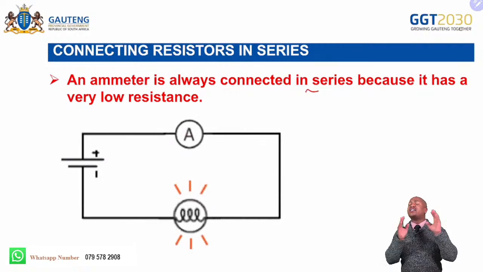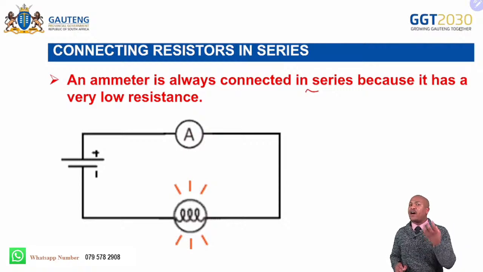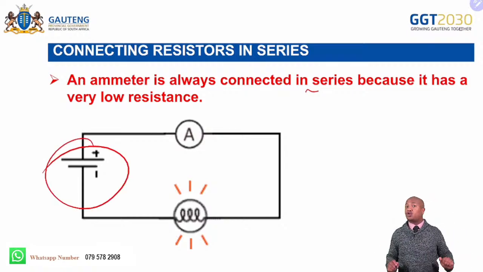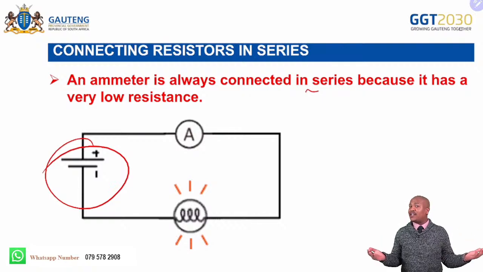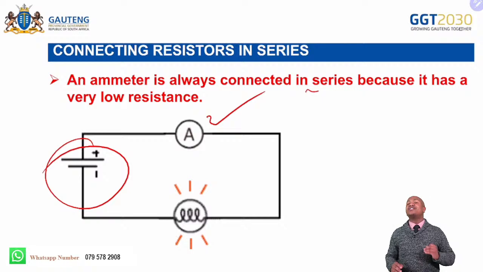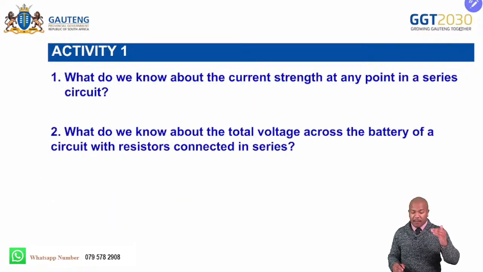So who can identify an ammeter here? Who can identify the component ammeter in this series circuit? Yes, we have a battery. The others I don't know. Who can identify an ammeter? Yes, the ammeter is this one, which is abbreviated as A. That is our ammeter, and the other one is the light bulb.